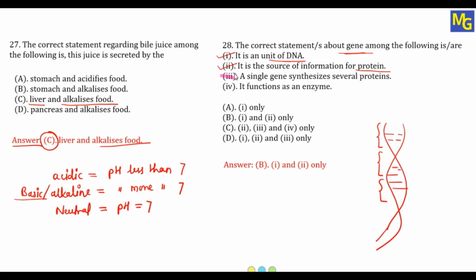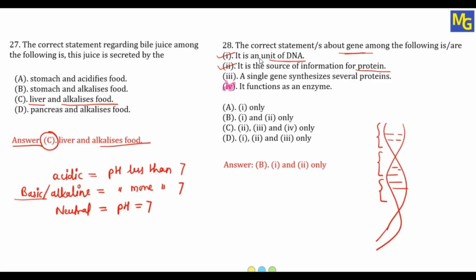It functions as an enzyme. Gene will not function as an enzyme. Gene is the source of protein, and proteins sometimes function as enzymes. Gene directly cannot function as an enzyme. Therefore, this is also wrong. So according to my explanation, according to the NCERT book, the third option and fourth option both are wrong. But first and second both are correct.